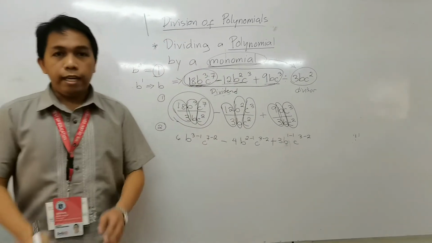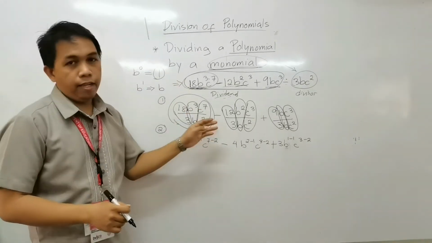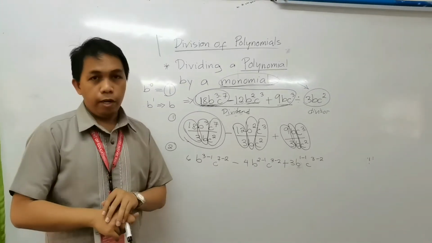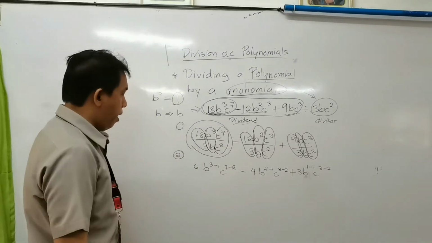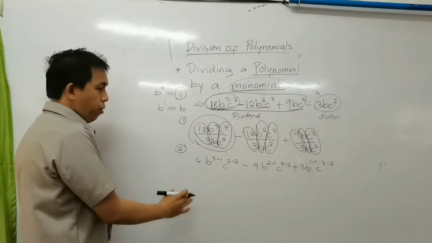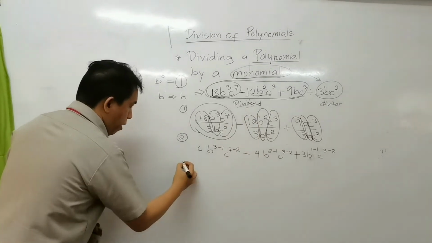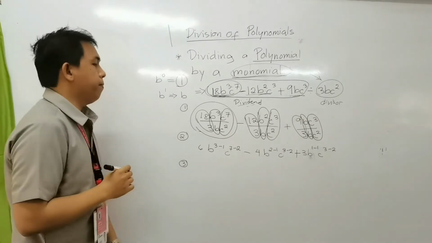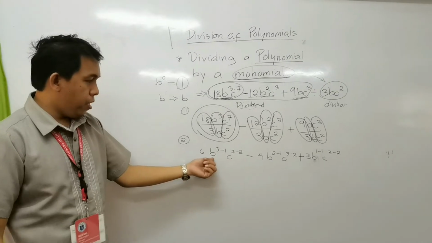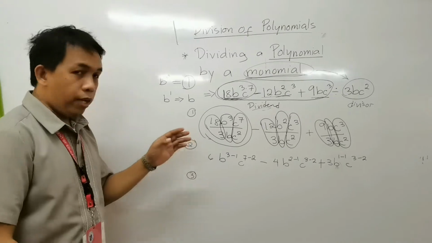Okay, so that is the second step. The second step is to divide all the terms remaining. Then the last step is to simplify all the terms. So all you need to do is to simplify them. So we have the third step. We have 6b to the power of 3 minus 1 and c to the power of 7 minus 2. So we are now going to simplify them.